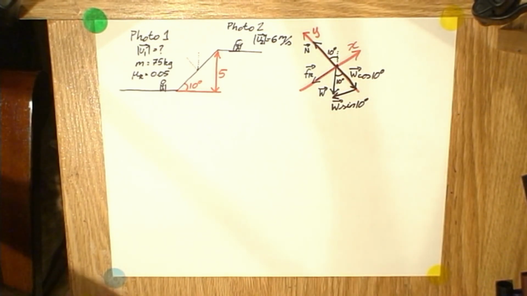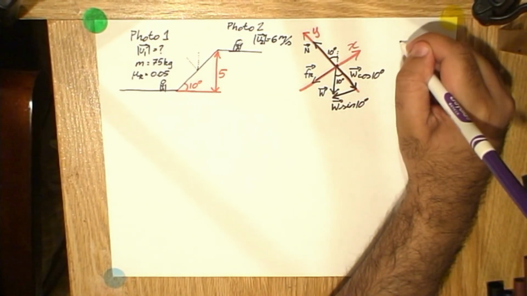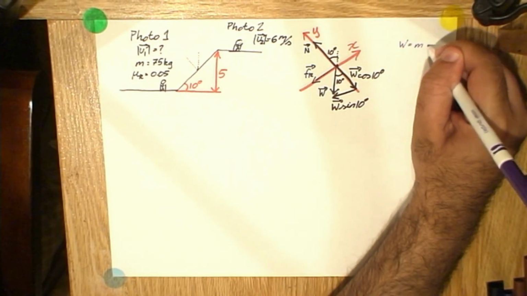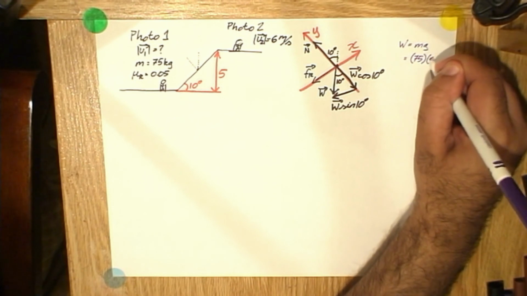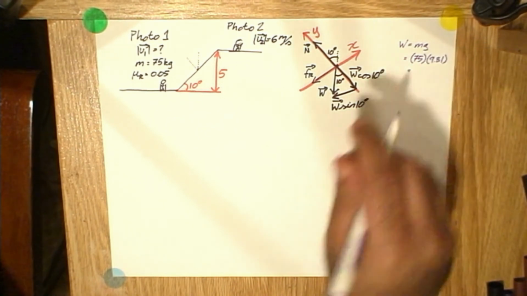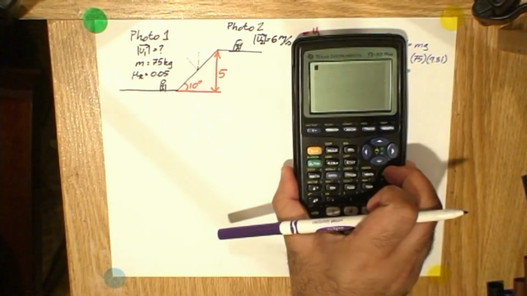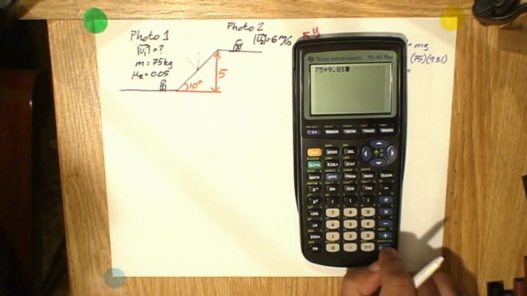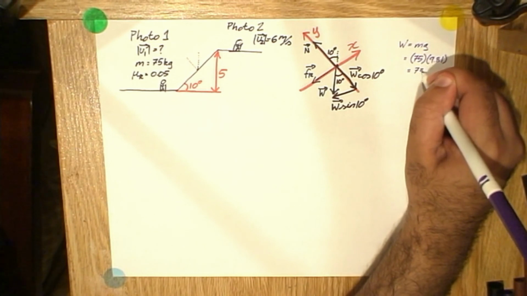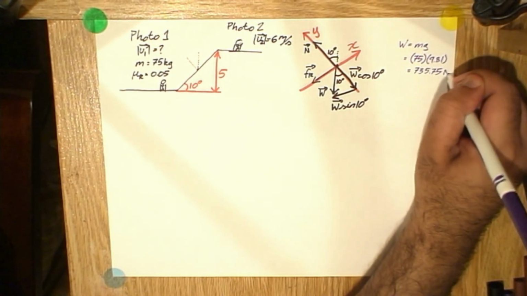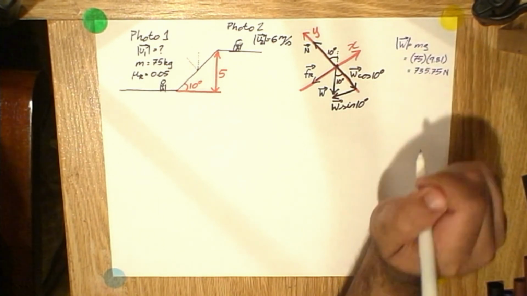Now we have enough information to solve for the various forces. Let's write down what we know. Weight is equal to mass times gravity, which is equal to mass 75 times gravity 9.81, which works out to 735.75 newtons. That is the size of the weight force.